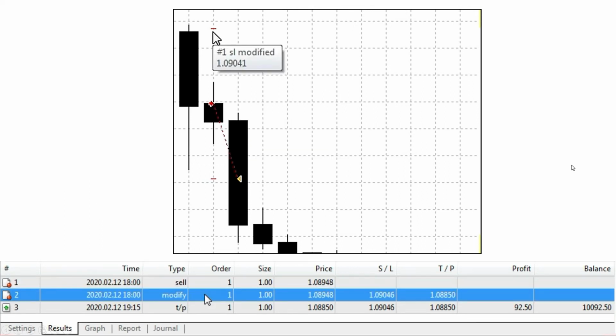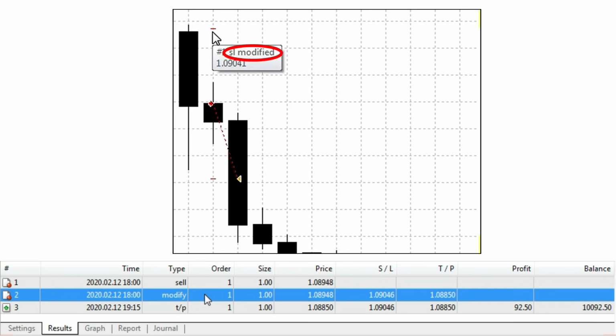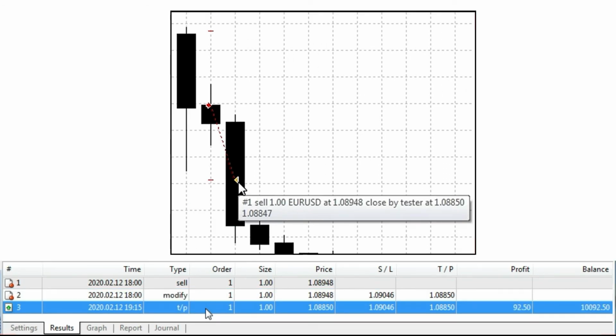Next, I will analyze action order number 2. Next, I will analyze action order number 3.